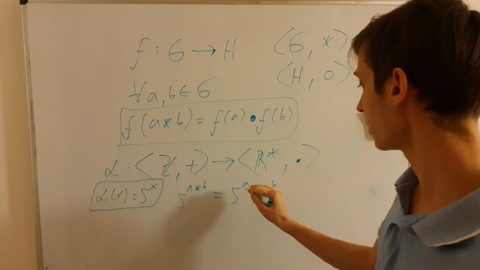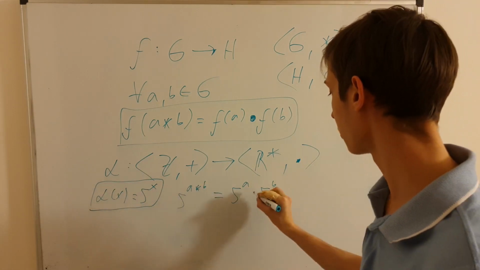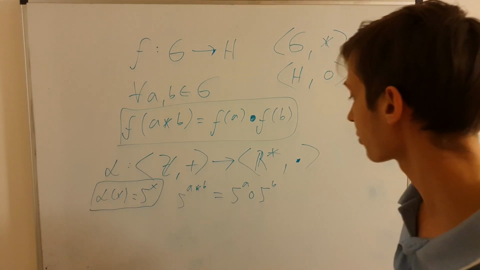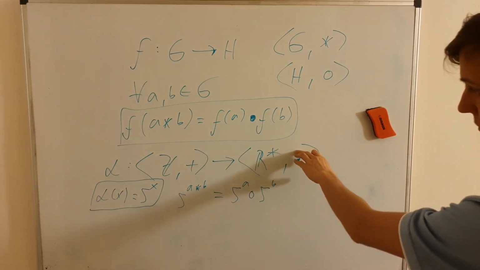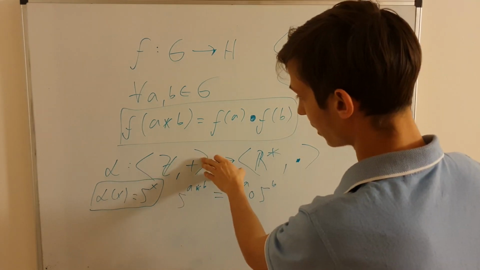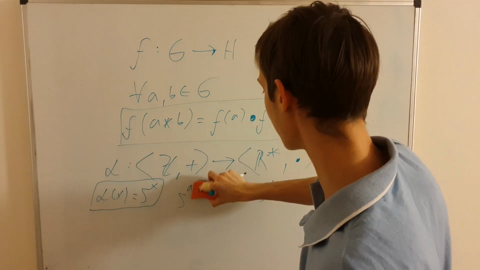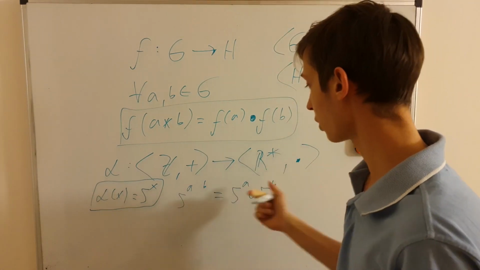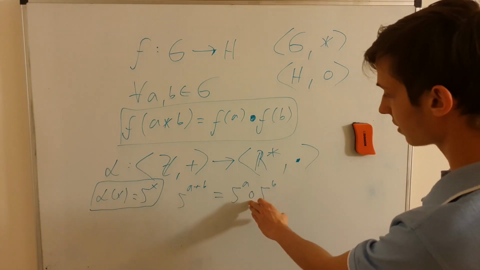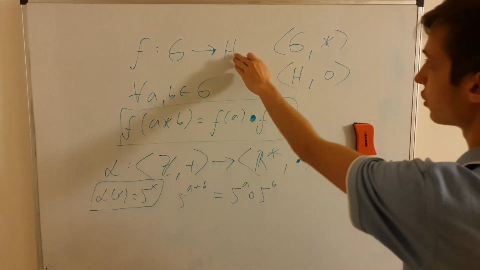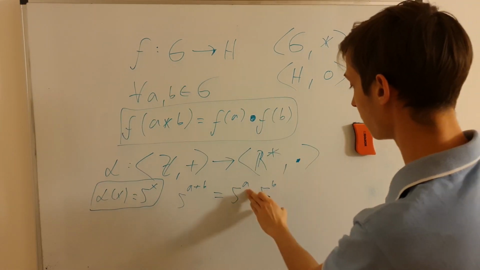Now, the operation between these two terms won't be star, but it will be circle, because the star belongs to the first group and circle belongs to the second group. So what will it be in concrete terms? The star in this case, in the first group from which it goes, is plus. So what we're verifying is whether 5 to the a plus b equals, and now here on the right side, the circle is for H, the group to which the homomorphism goes. So in this case, it's multiplication.